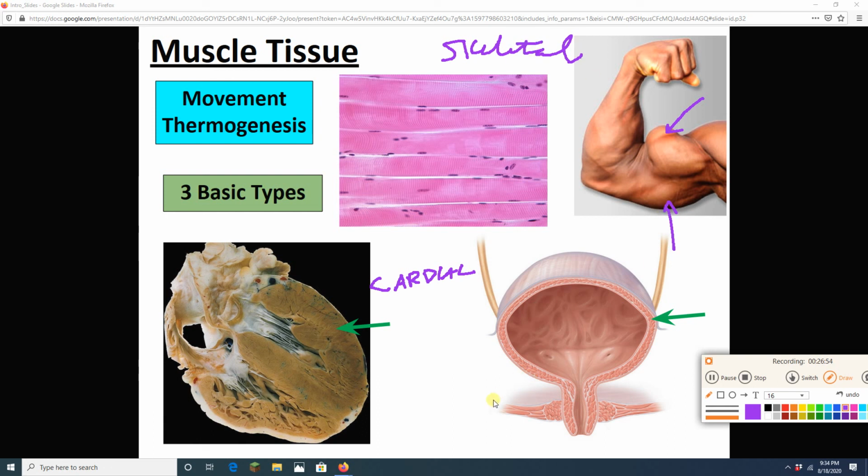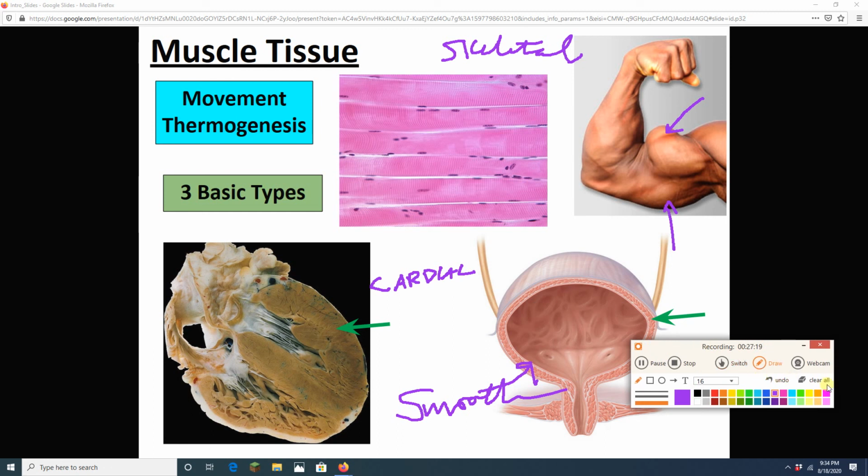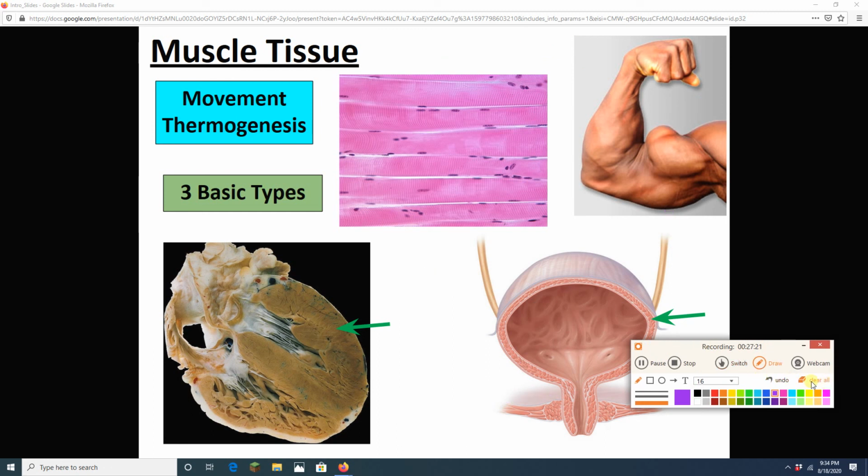Now, there's also other muscle tissue in hollow organs. It's called smooth muscle. We'll look at all of these later on this semester. So 3 basic types of muscle tissue: skeletal, cardiac, and smooth, all involved in movement, thermogenesis. Okay, what else do we got? Those are our tissues, yeah.